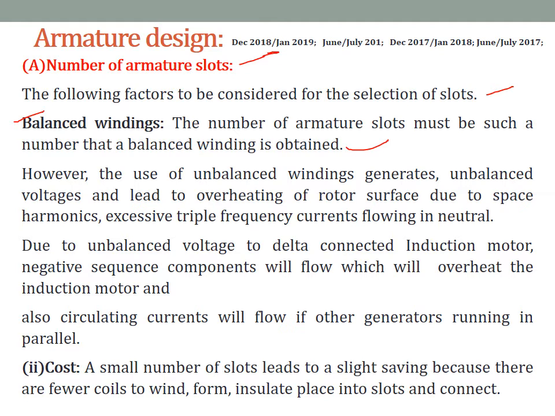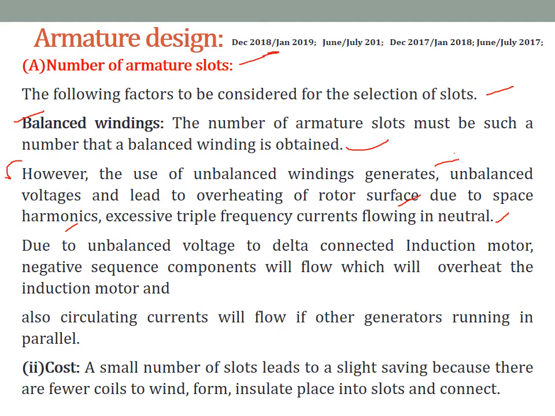However, the use of unbalanced windings generates unbalanced voltages and leads to overheating of the rotor surface due to surface harmonics, and excessive triple frequency currents flowing in the neutral. These are the drawbacks. If you don't use balanced winding, it will generate unbalanced voltages and lead to overheating of the rotor surface due to space harmonics, and excessive triple frequency currents flow in the neutral because of the unbalanced voltage.